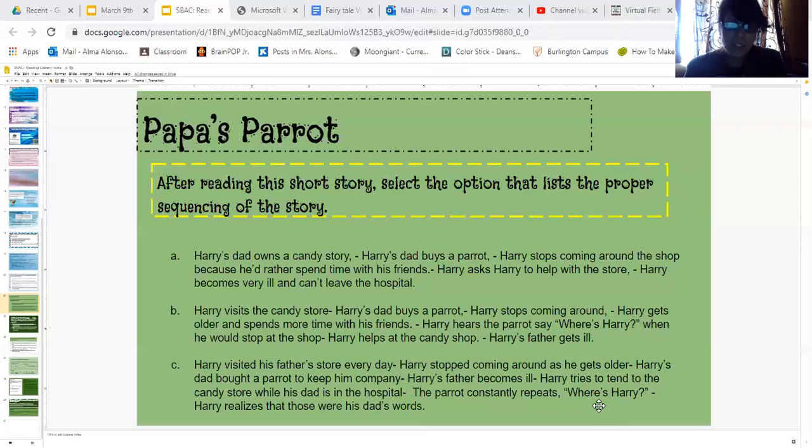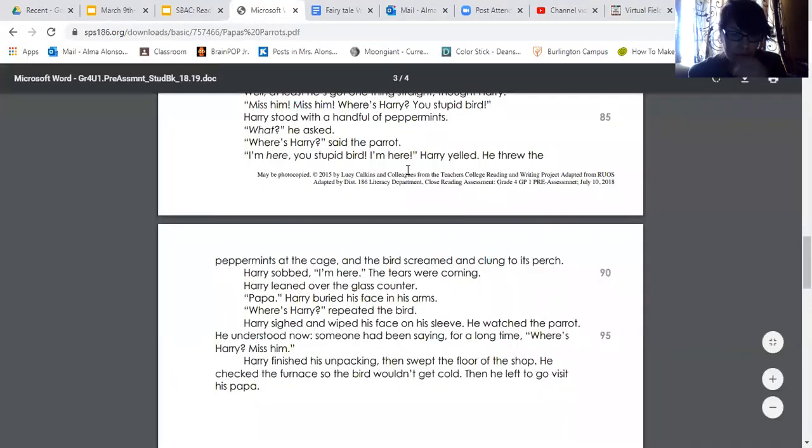Welcome back, guys. So if you picked C, Harry visited his father's store every day. If you remember, that's what happens at the beginning of the story for sure. Harry stopped coming around as he gets older. I'll show you the clip of the story here.